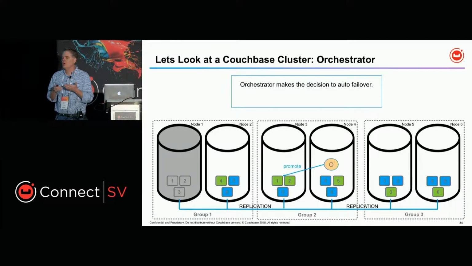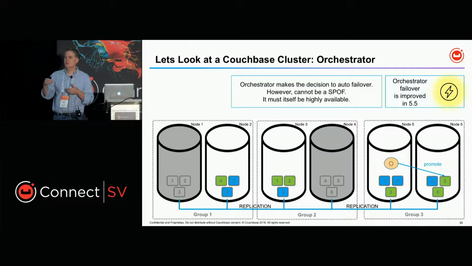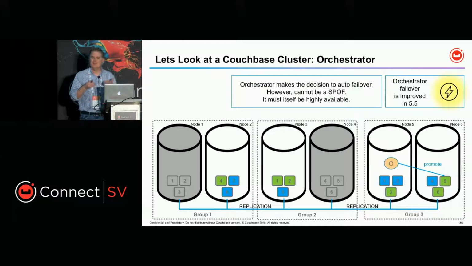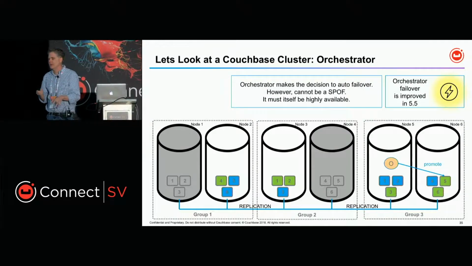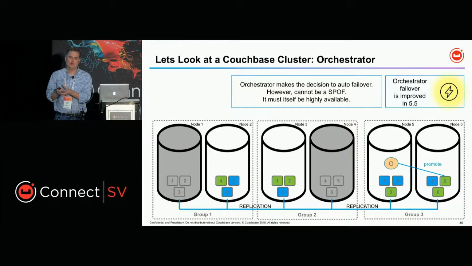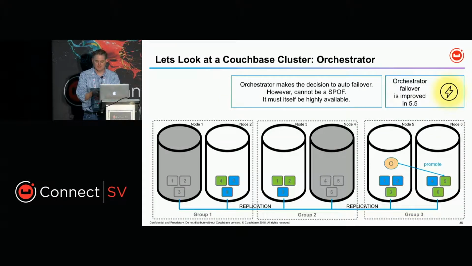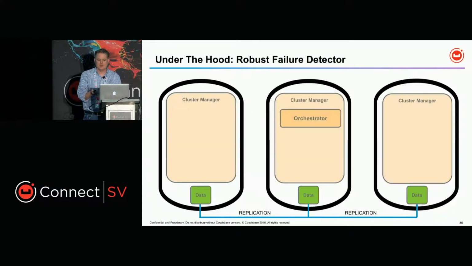But when things go wrong, it is the process that will make the decision to fail over a node and promote replicas appropriately. But of course, this orchestrator itself is a singleton process, so it needs to be highly available too. It can't be a single point of failure. So when the orchestrator dies, we need to elect a new orchestrator to manage the cluster. And this is something that we've always done. However, there's been some interesting improvements to this in 5.5, which we'll talk about in a bit.